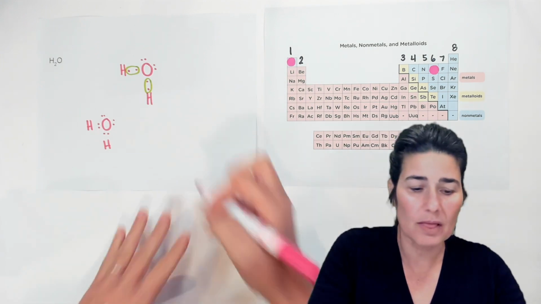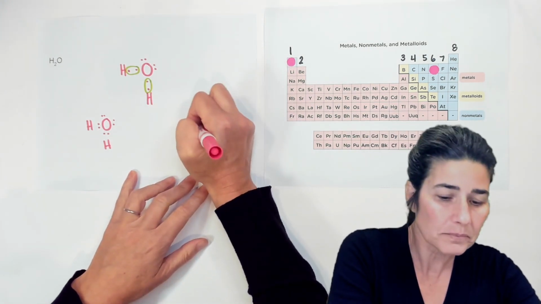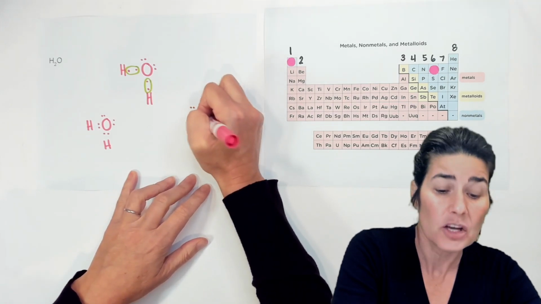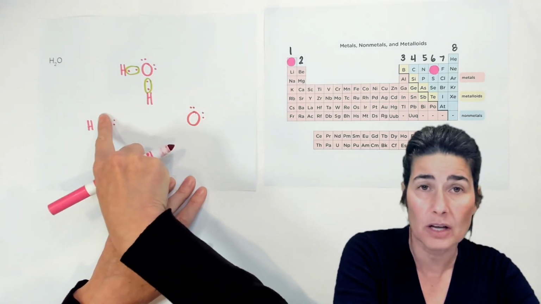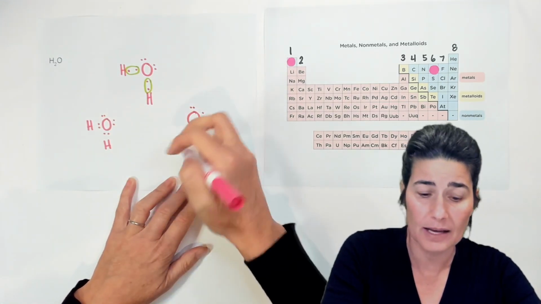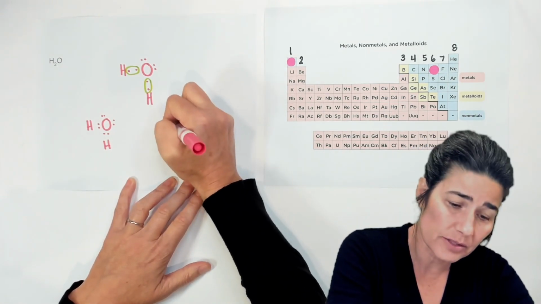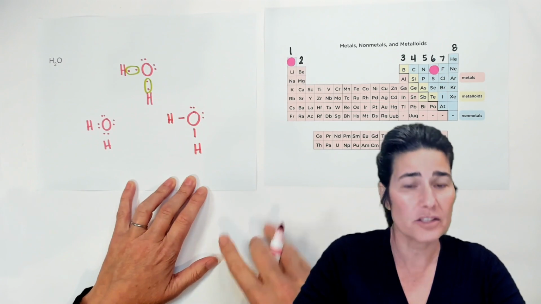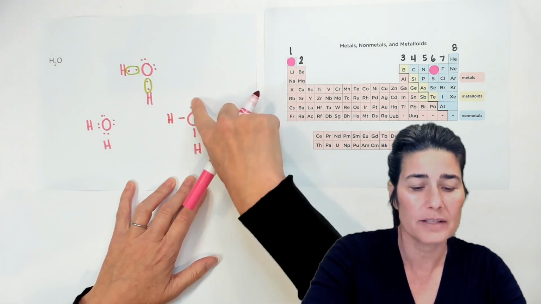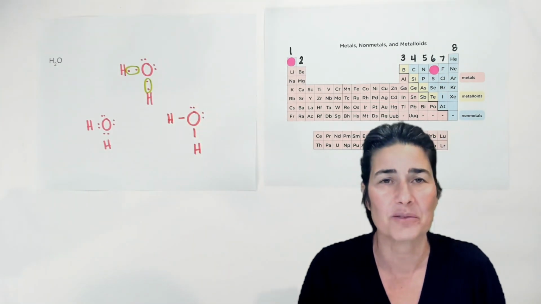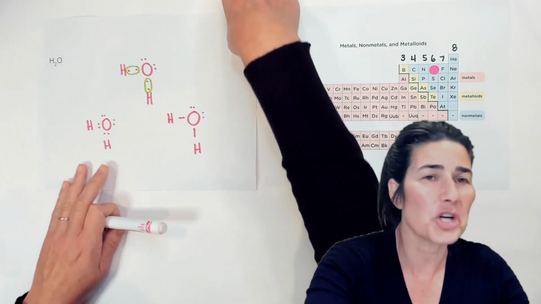If I draw it with lines, which I prefer, oxygen still has 2 lone pairs, a lone pair on top, a lone pair on the side. It has a single bond to hydrogen and another single bond to hydrogen. Oxygen has 2, 4, 6, 8 electrons around it. All right, let's try one more.